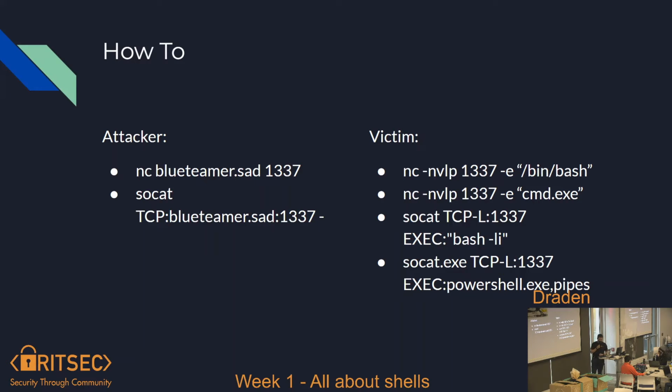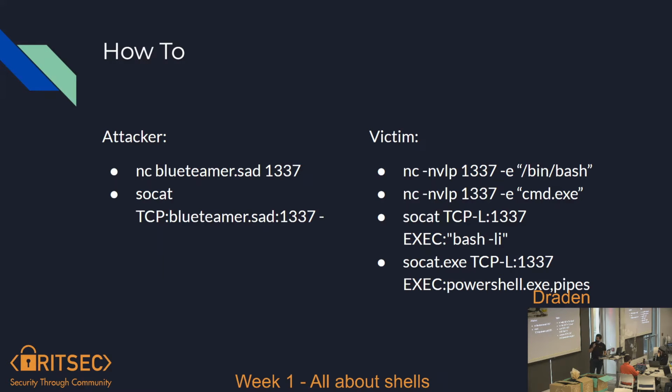So an attacker here will nc to blueteamer.sad on the listening port if they're using Netcat, and a victim will be listening. Then this -e flag is to essentially feed their shell into the Netcat listener. If there's an error with that, you may need to use netcat.traditional or nc.traditional if you're on a Linux system. If you're on Windows, good luck. Try and find a different compiled binary.